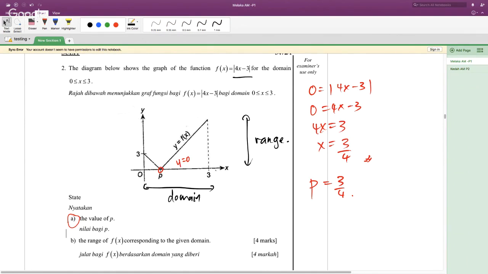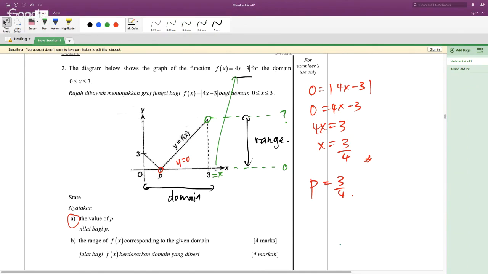For B, find the range corresponding to the given domain. Range, from the graph, means for the graph 0 to 3 on the x, what is the range? Range means from the y. So y here, you have to pay attention, y here is 0. But we do not know what the maximum is. So my objective is to get the maximum value. In order to get it, I have to substitute x equals 3 into my equation.